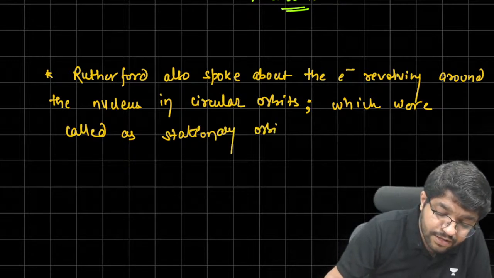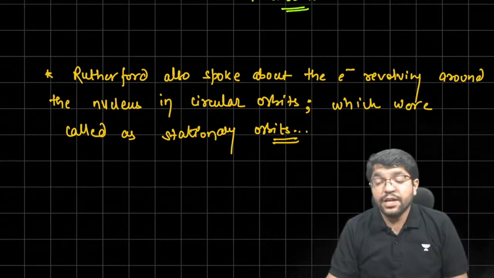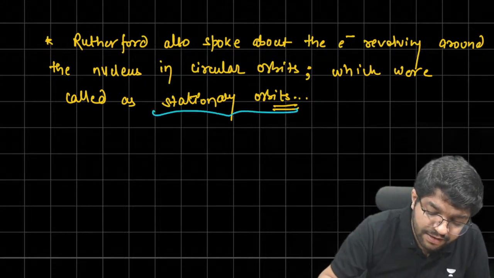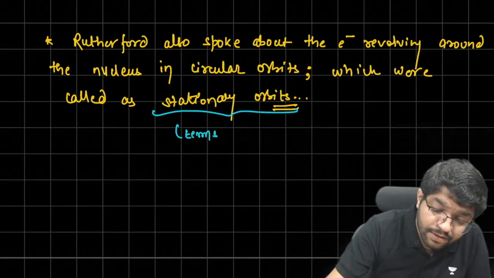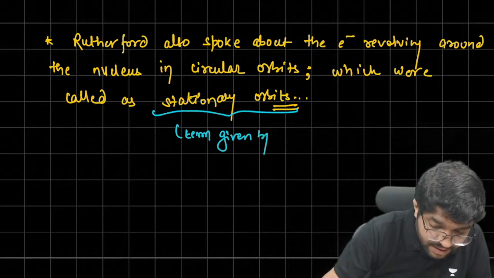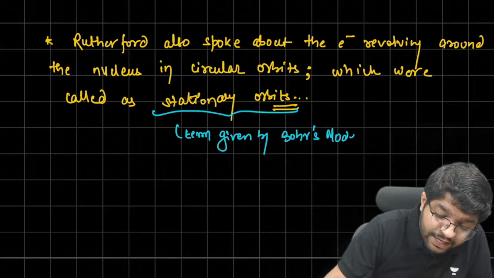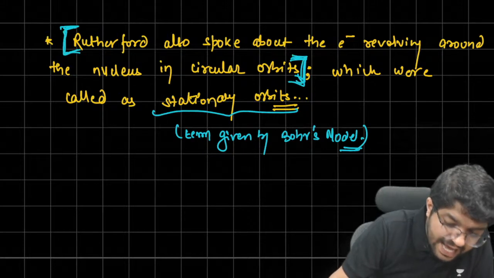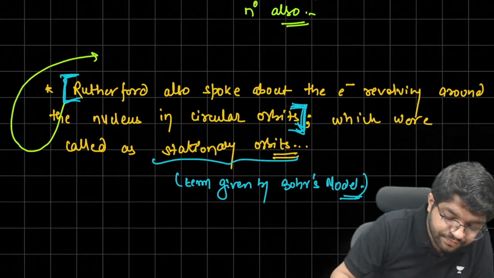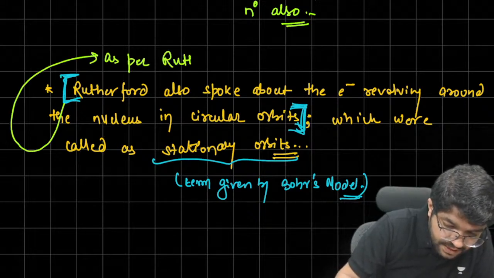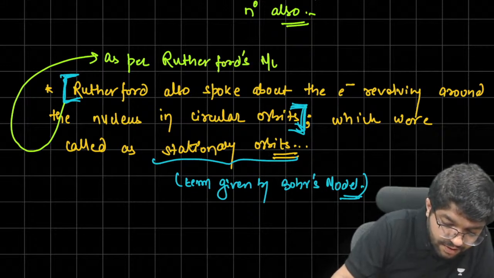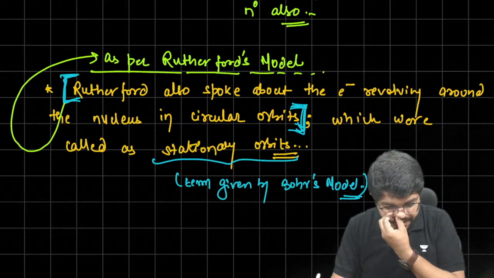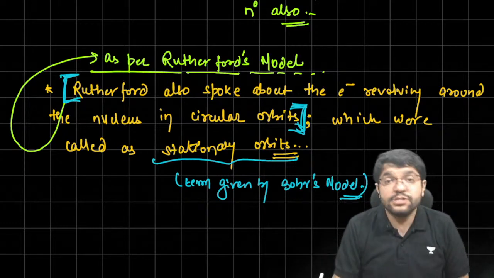Stationary orbits, right? Which were called stationary orbits. Rather, stationary orbits was a term given by Bohr's model. So technically the definition should be only till circular orbits. This is as per Rutherford's model. Alright, this is as per your Rutherford's model. This is done and this is important as well.